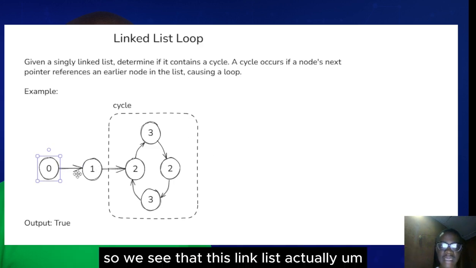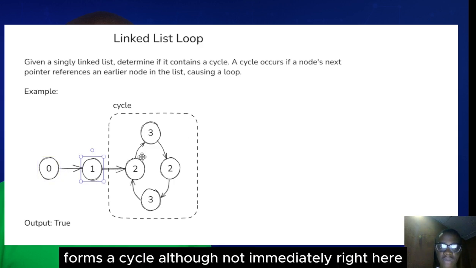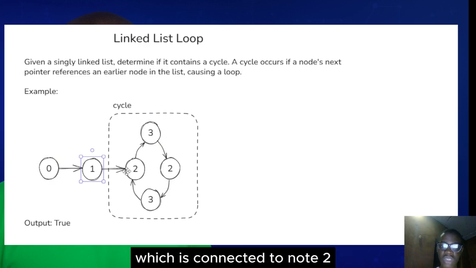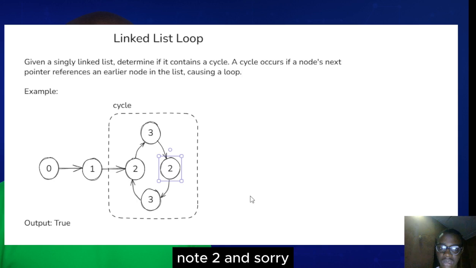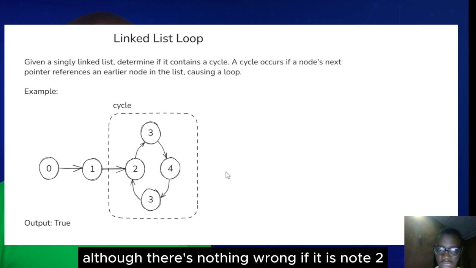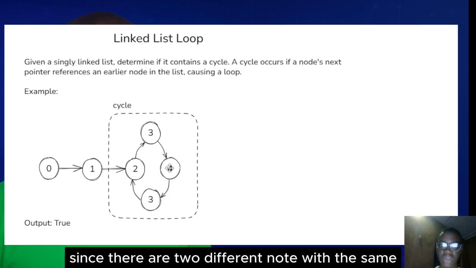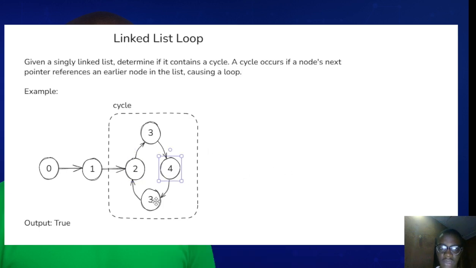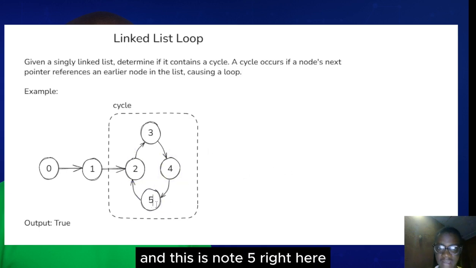So we see that this linked list actually forms a cycle, although not immediately. Right here, node 0 is connected to node 1, which is connected to node 2, node 2 is connected to node 3, and sorry, this is not node 2. Right here is node 4, although there's nothing wrong if it is node 2, since there are two different nodes with the same value. But this is node 4 right here, and this is node 5 right here.